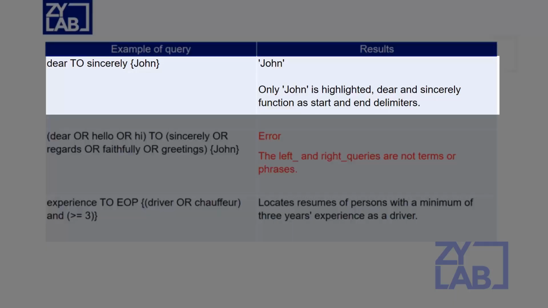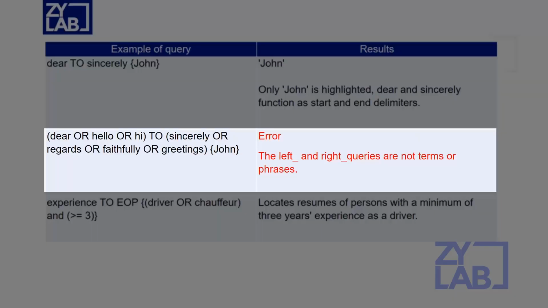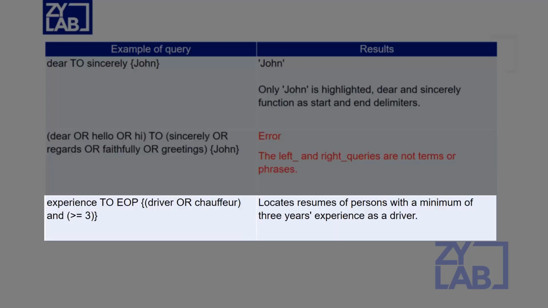In the example of Dear to Sincerely John, the word John is being searched for only when it falls between the words Dear and Sincerely. Since John is the search query, only John is highlighted in the search results. The left and right queries must be terms or phrases or an error will be returned. In this example, another resume is being searched. The query locates resumes in which the Experience section contains the words driver or chauffeur and the number equal to or greater than 3.